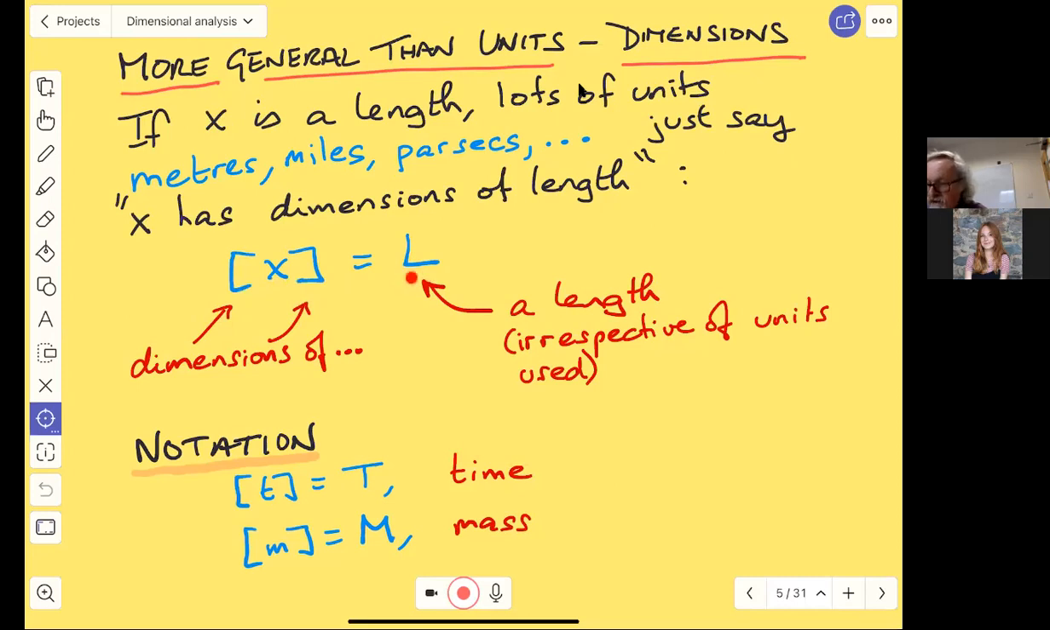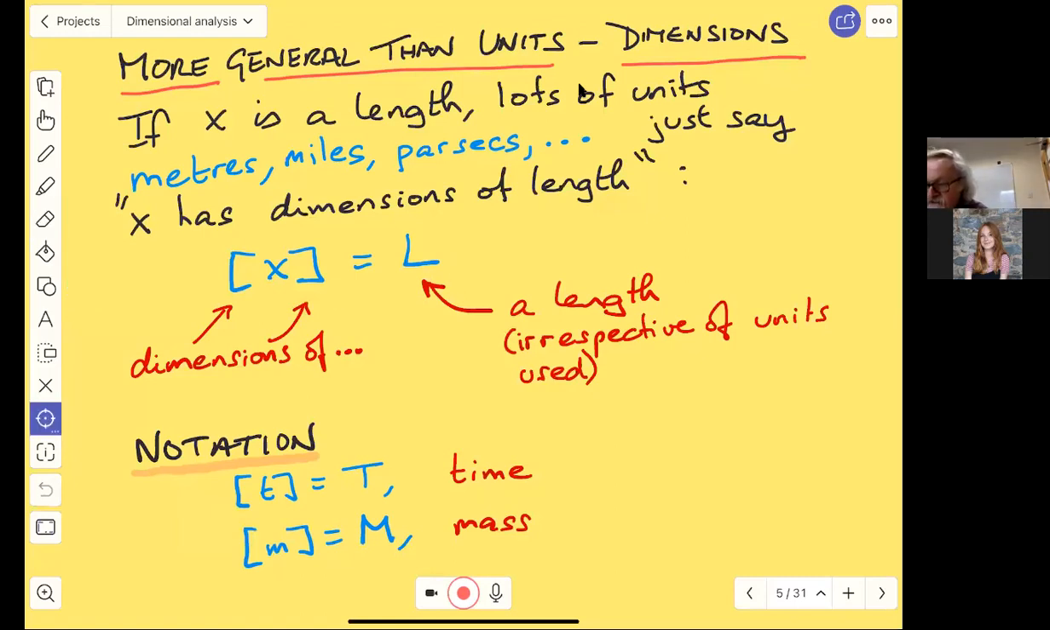So if it was units, you might be saying meters or kilometers or whatever, but in terms of dimensions, it's just capital L for length. And this just means it's a length and it's completely irrespective of the units used. So whether you're in Europe and you're using meters, or perhaps you're working in America and you're using feet, it doesn't matter. Your dimension is still capital L. I should point out a lot of America has gone metric. NASA has, for example, many years ago.